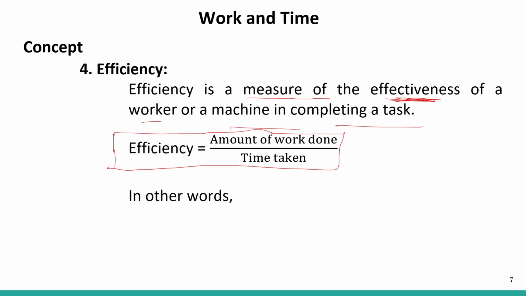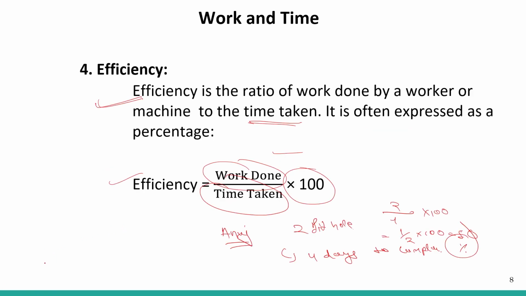So what is efficiency? Efficiency is a measure of effectiveness of a worker or a machine in completing a task. In other words, efficiency is equal to amount of work done by time taken. It is the ratio of work done by the worker or machine to the time taken. It is often expressed in percentage. So efficiency in percentage is equal to work done by time taken into 100.